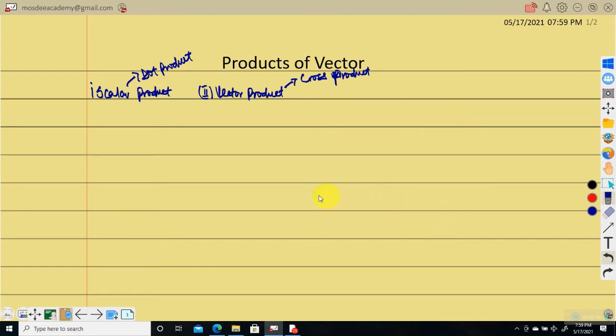Now, about scalar products. Why do we call it a scalar product? The simple reason is that the product of these particular vectors is always going to be a scalar. That is, it always gives a result that is scalar. When I say scalar, I believe you understand that I mean having only what? Magnitude.